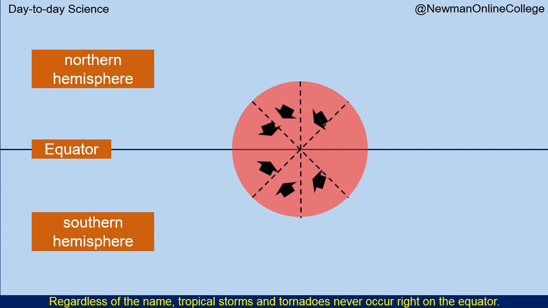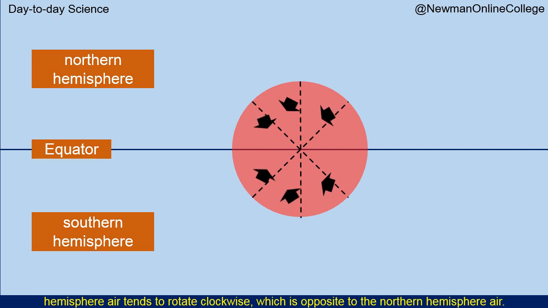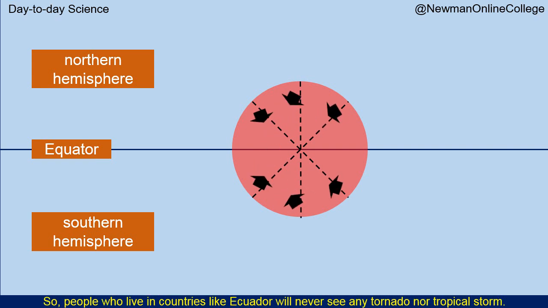Regardless of the name, tropical storms and tornadoes never occur right on the equator, because in this case, northern hemisphere air tends to rotate counterclockwise, but southern hemisphere air tends to rotate clockwise, which is opposite to the northern hemisphere air. So, people who live in countries like Ecuador will never see any tornado nor tropical storm.